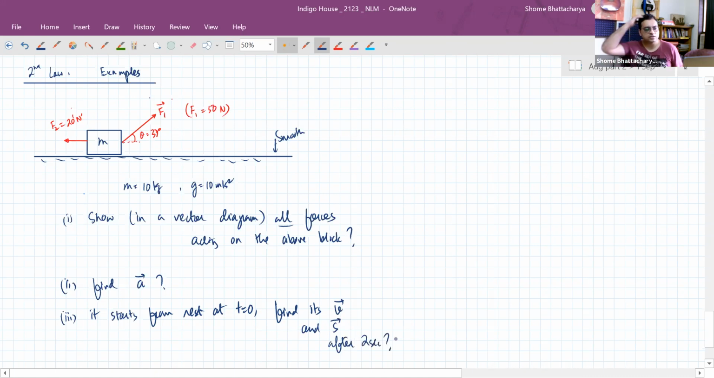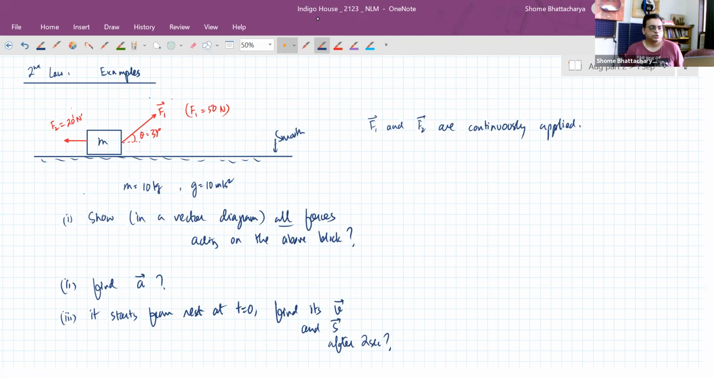At t equal to 2 seconds, what is the velocity? So you're applying these forces, F1 and F2, acting continuously. They're constant forces. They're continuously applied on the block. So just try this out. People will discuss more about this.